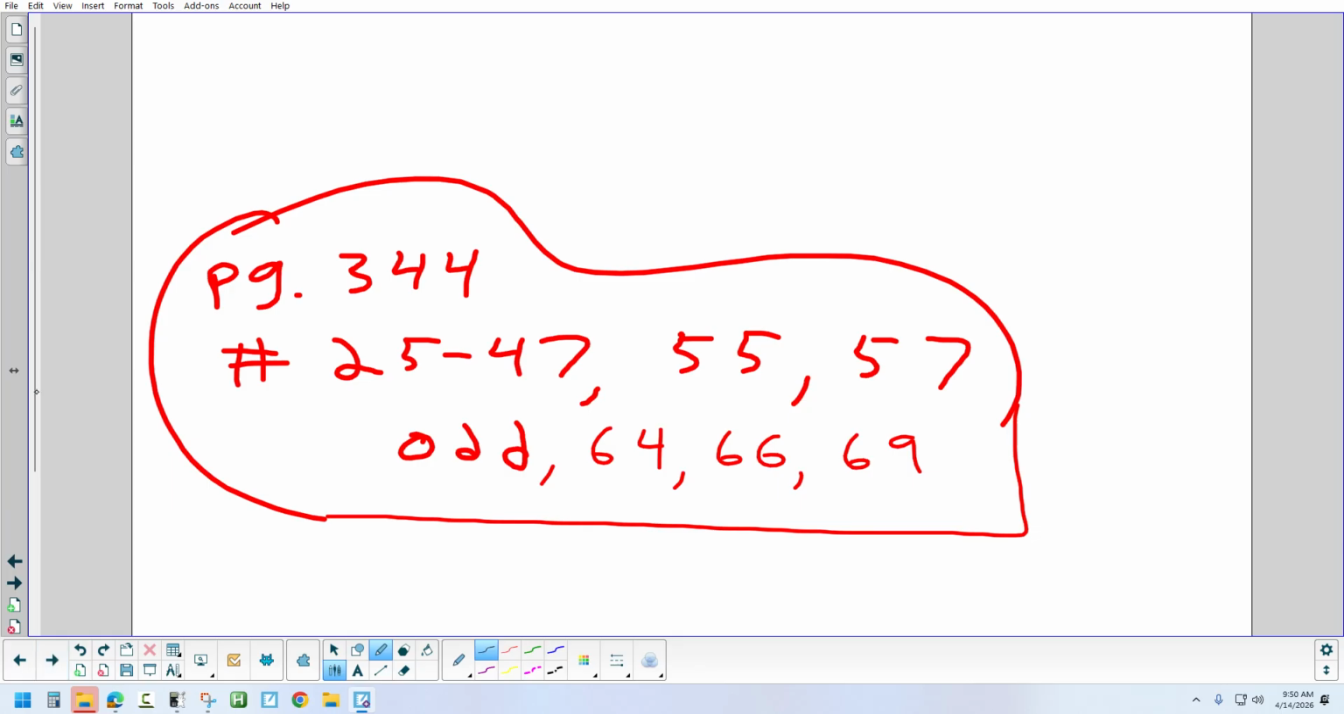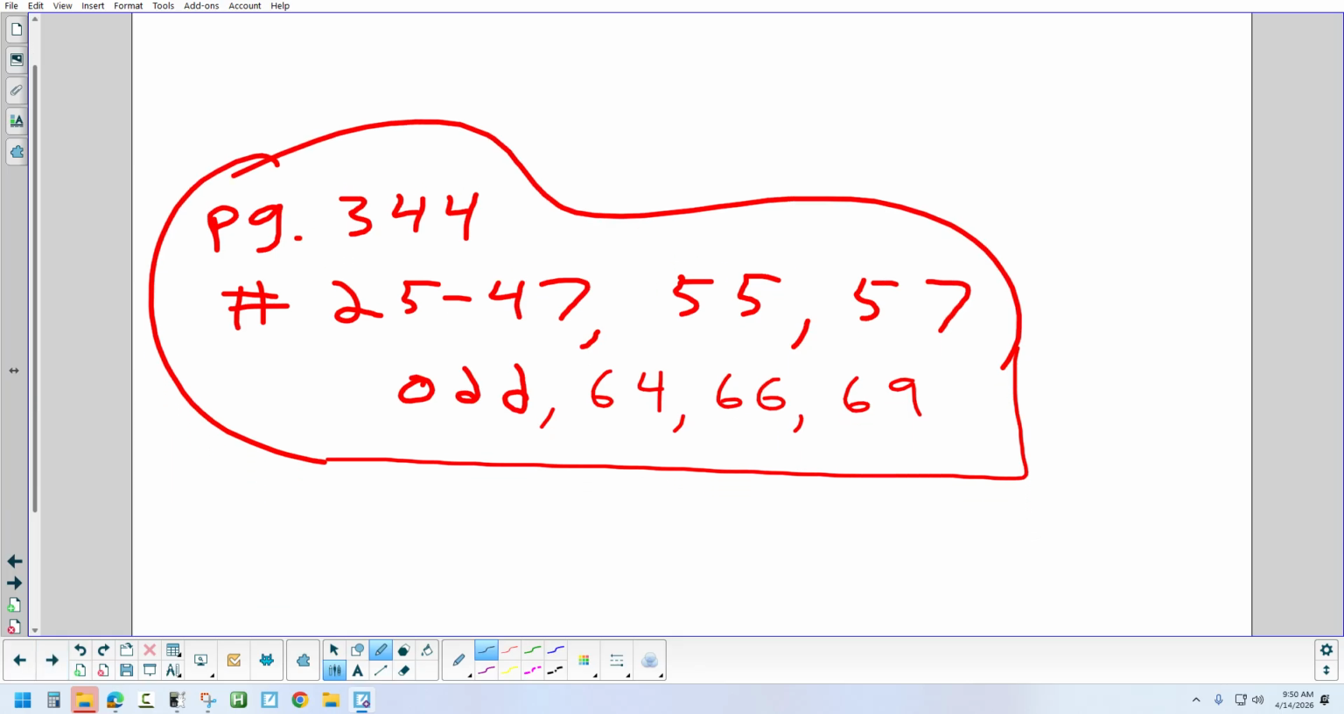Okay, so 25 to 47, those are the odds. And then 55, 57, 64, and 66. Actually, no, just 66. So that's the homework for tonight.